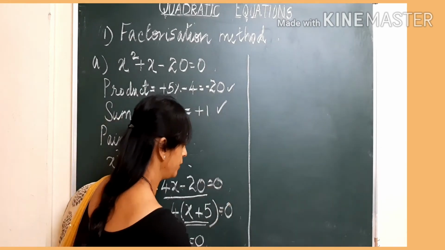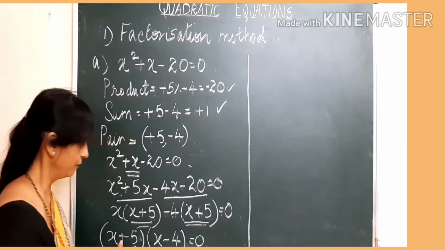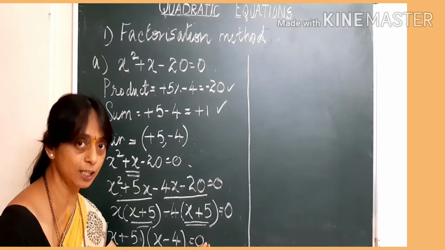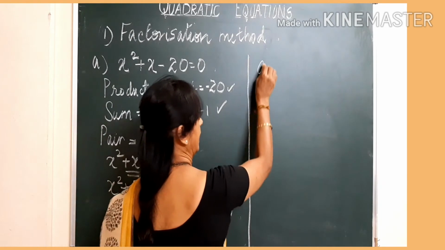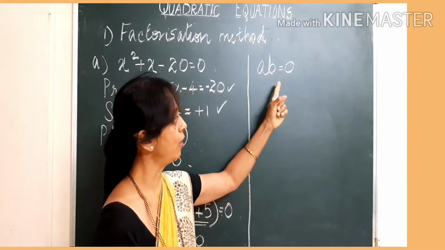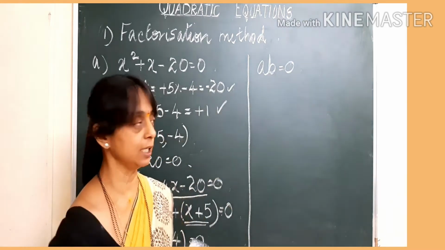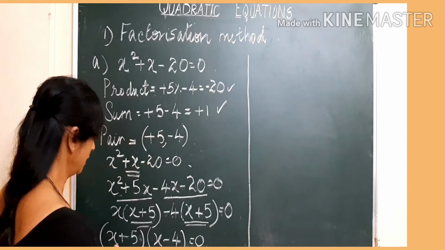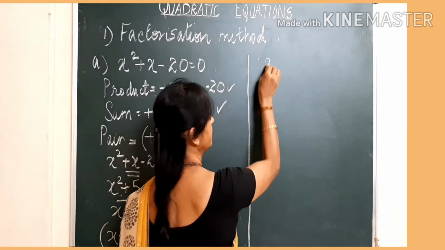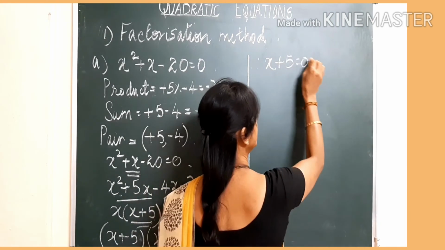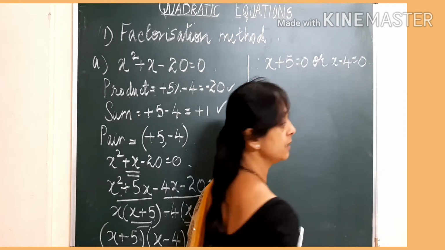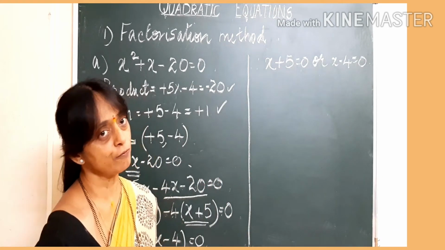Now, children, you have already learnt in the earlier classes, when you have two terms with the operation of multiplication equal to 0, like AB is equal to 0, then either A is equal to 0 or B is equal to 0. So let's continue. Over here you have x plus 5 into x minus 4 is equal to 0. Therefore we can say either x plus 5 is equal to 0 or x minus 4 is equal to 0. Let's find out both the values of x.